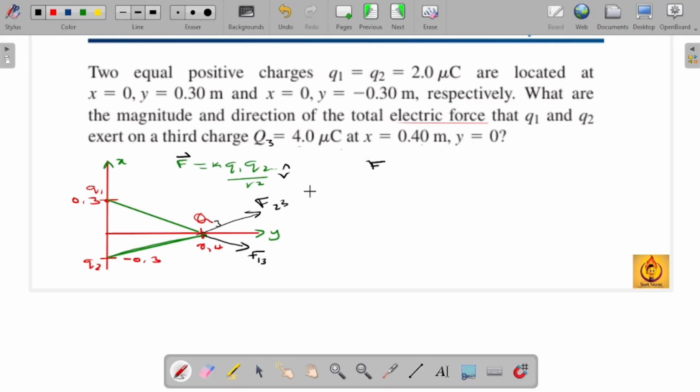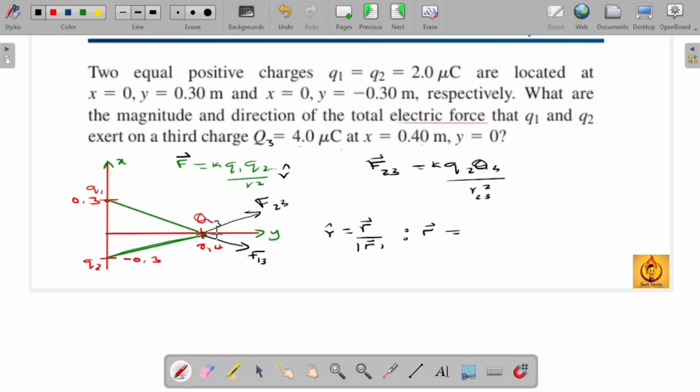Now we're going to say F2 on 3 is k q2 q3 over r squared of 2 and 3, times r hat. What's our r hat? Our r hat is our unit vector. To find the unit vector r hat, you need to have the vector r over its magnitude, right? But what is r? r as a vector first. What is the vector that we can take out from here?